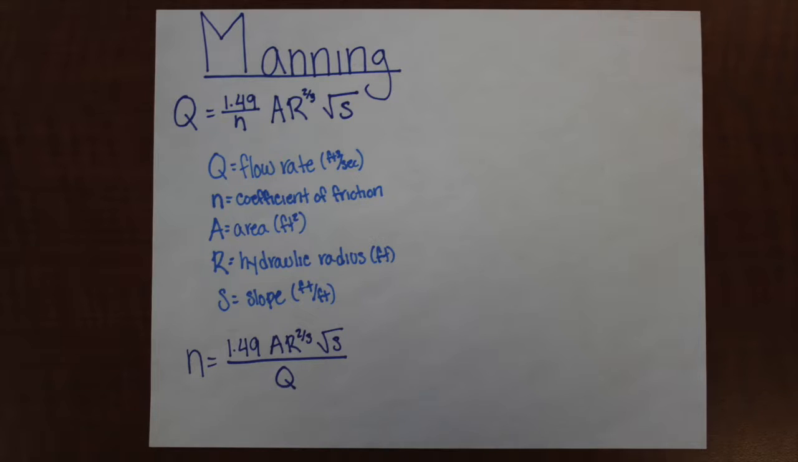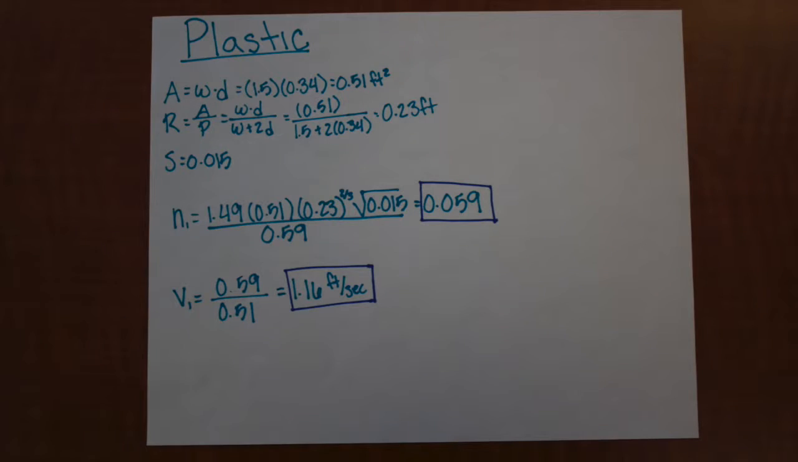The equation at the bottom is how we figured out Manning's N. So we have to divide Manning's equation by Q, and then that's how we figure out what the N, the coefficient of friction, is for the 3 different surfaces. For the plastic surface, we first had to find the area and the wetted perimeter in order to calculate Manning's N. So for area, it is the width of the channel times the depth of the water, which we found to be 1.5 feet for the width and 0.34 for the depth. And that came to 0.51 feet squared for the area.